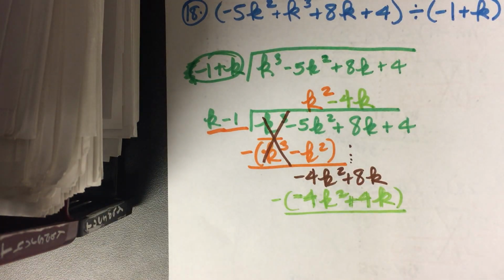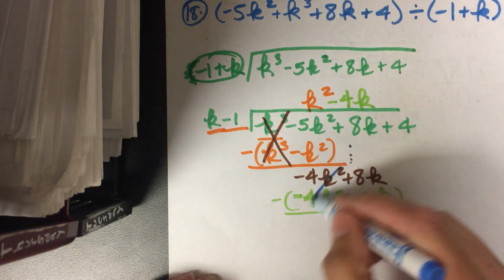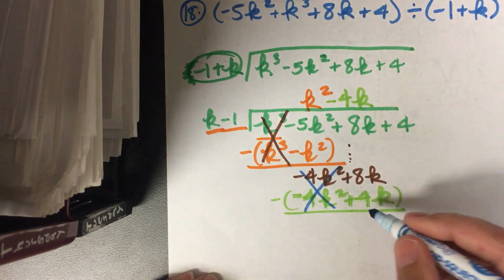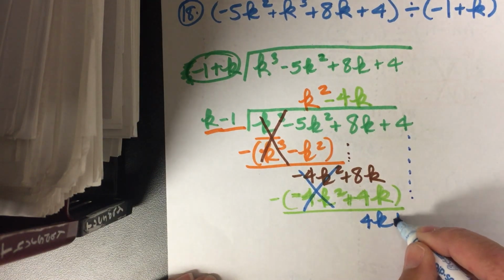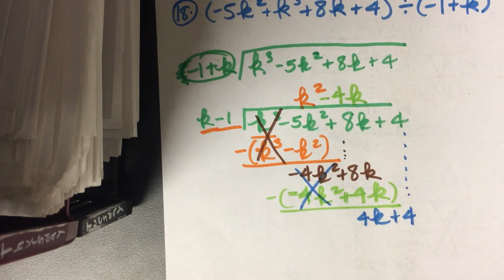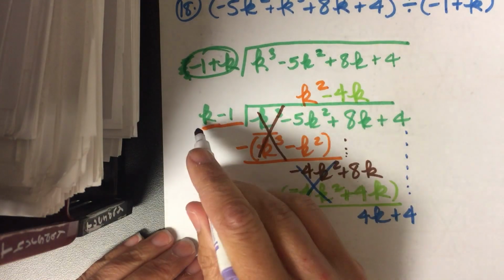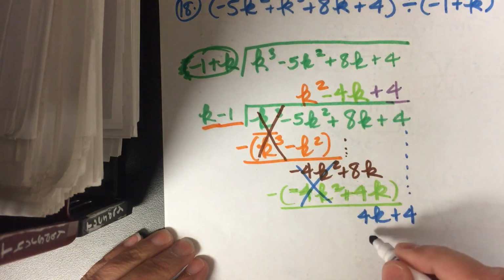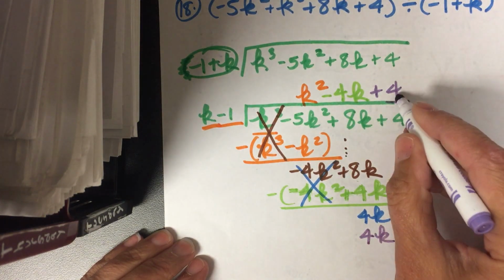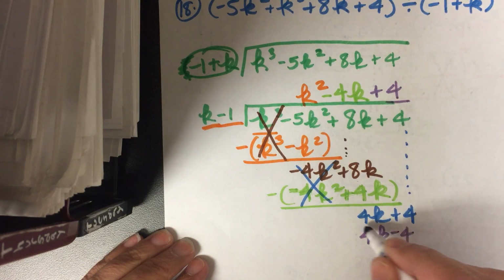So I'm going to take my next step, and these are going to cancel. I have 8k minus 4k, so it'll be 4k. The 4 comes down, so I've got 4k plus 4. And my last step, how many times does k go into 4k? And that's going to be plus 4. So I have 4k, and then 4 times negative 1 is negative 4.